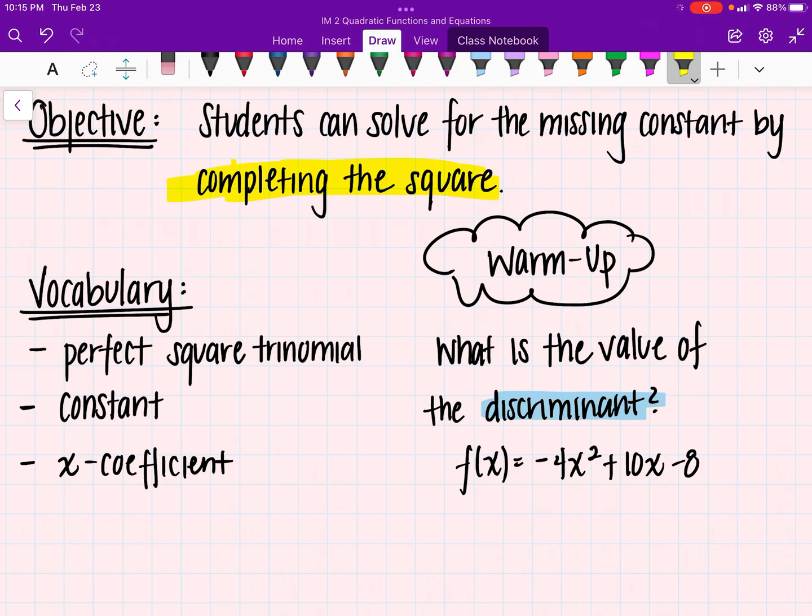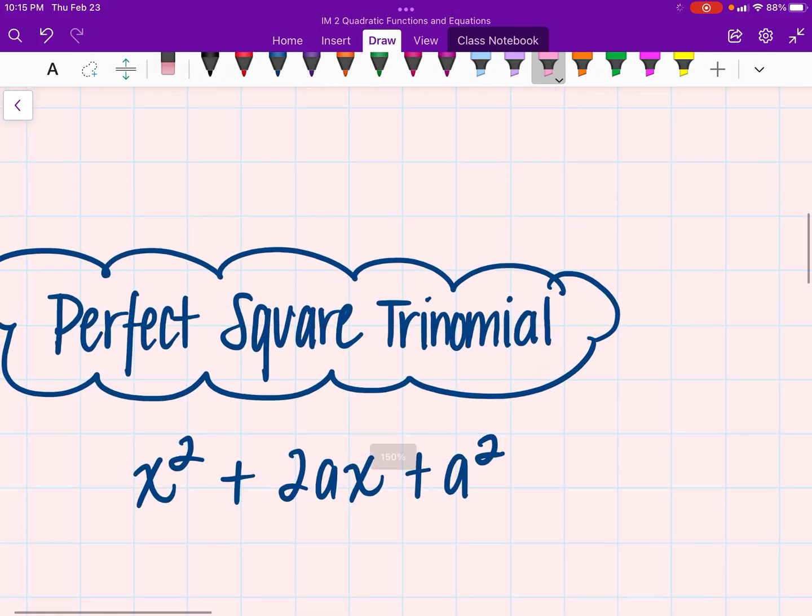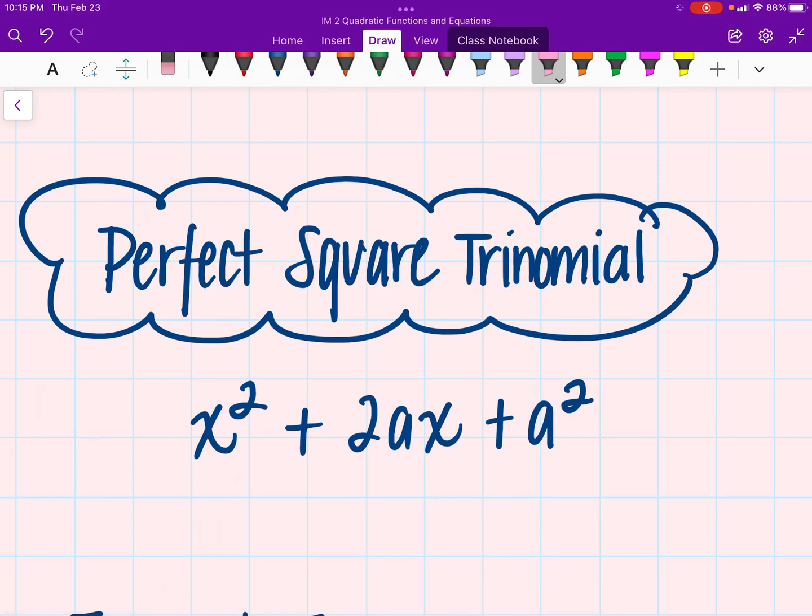So our goal is to rewrite the expression as a perfect square trinomial. We are looking for a constant, and our key number is going to be the x coefficient. So let's take a look at this here. Our goal is to rewrite the equation as a perfect square trinomial.